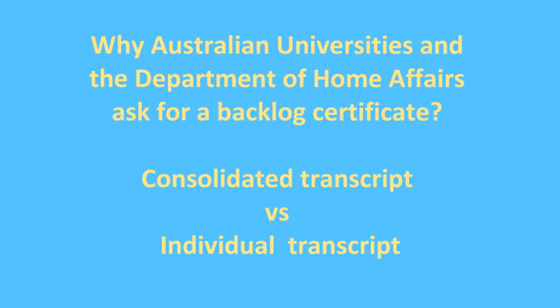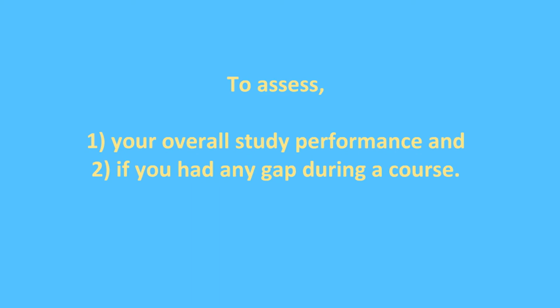Why Australian universities and the Department of Home Affairs ask for a backlog certificate? Usually, universities in India issue transcripts or mark sheets for each semester that include failed subjects. However, some universities do not issue transcripts for each semester or each attempt. They issue a consolidated transcript for the course. This consolidated transcript does not show the number of failures you had in the course and how long it took for you to complete the subjects or the course.